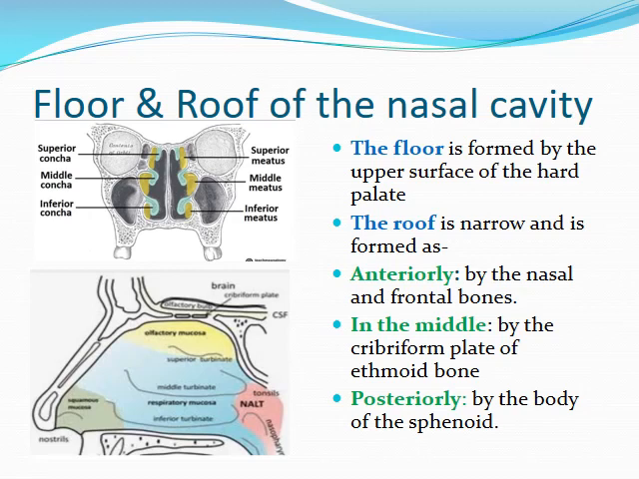As for the floor and roof of the nasal cavity, as you can see, the floor of the nasal cavity is formed by the upper surface of the hard palate. And the roof of the nasal cavity is narrow, and it is formed anteriorly by the nasal and frontal bones. You look at the diagram below. So anteriorly the roof is formed by the nasal and frontal bones. In the middle the roof is formed by the cribriform plate of the ethmoid bone, and posteriorly the roof is formed by the body of the sphenoid. So this is about the roof and floor of the nasal cavity.